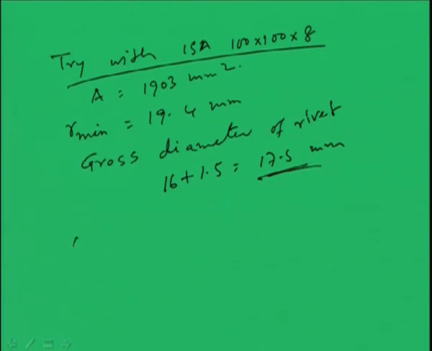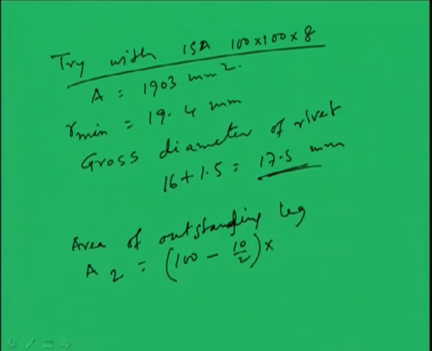Now the area of the outstanding leg, because you have to find out the net area. The area of the outstanding leg is called A2. A2 will become 100 minus thickness, thickness is 10, so the area becomes 950 millimeter square. So the area of the outstanding leg, which is denoted in general as A2, this will become 100 minus thickness into thickness, so this will become 950 millimeter square.